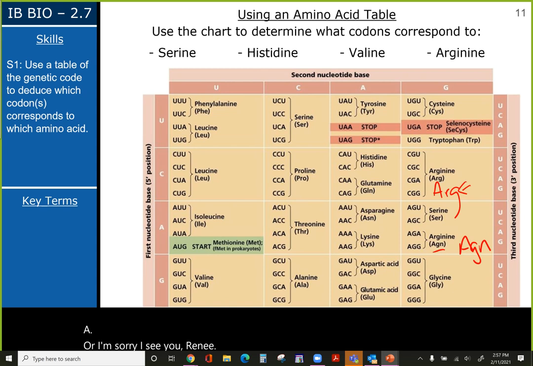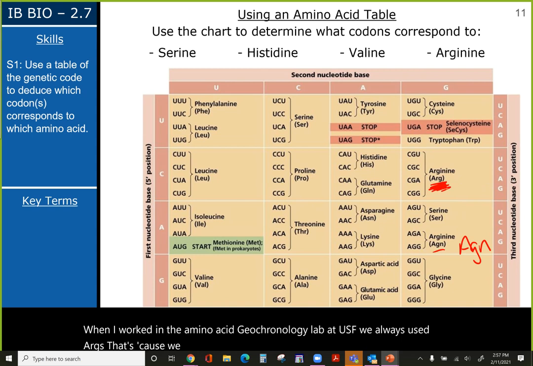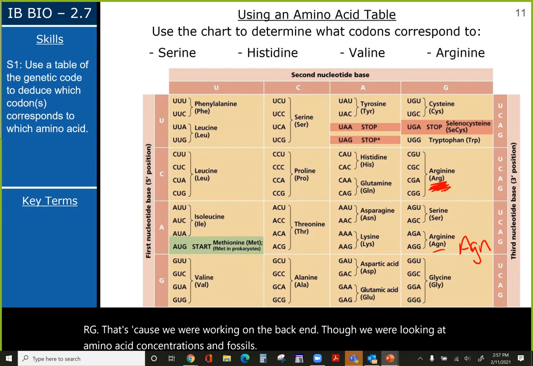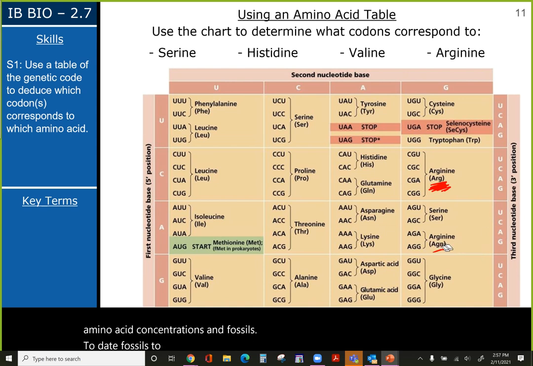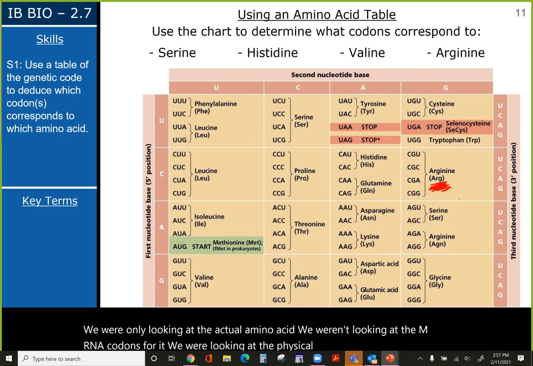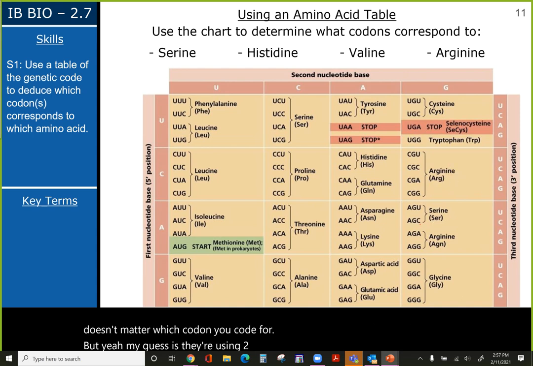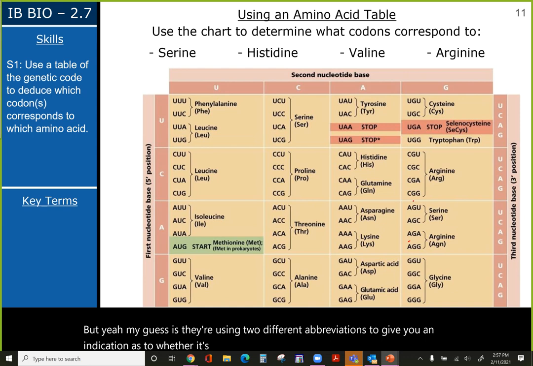That's probably it. I mean, in practice, when I worked in the amino acid geochronology lab at USF, we always used ARG. That's because we were working on the back end, though. We were looking at amino acid concentrations in fossils to date fossils to interpret sea level rise during the Pleistocene. But I think that's because we were only looking at the actual amino acid. We weren't looking at the mRNA codons for it. We were looking at the physical structure. So I guess it doesn't matter which codon you code for. But yeah, my guess is they're using two different abbreviations to give you an indication as to whether it's a codon that starts with an A or a codon that starts with a C.